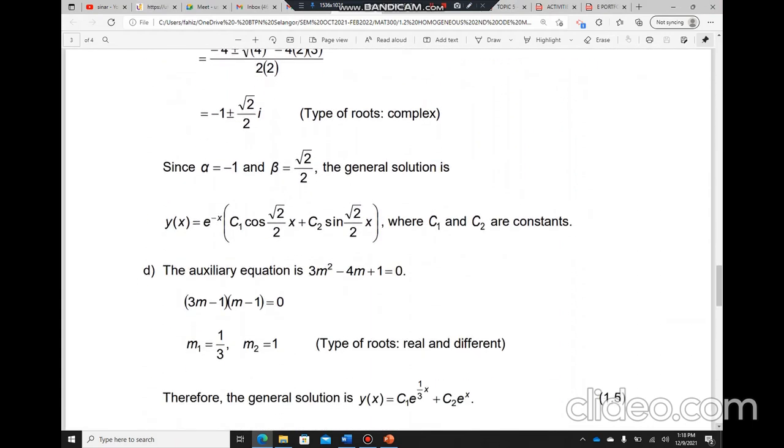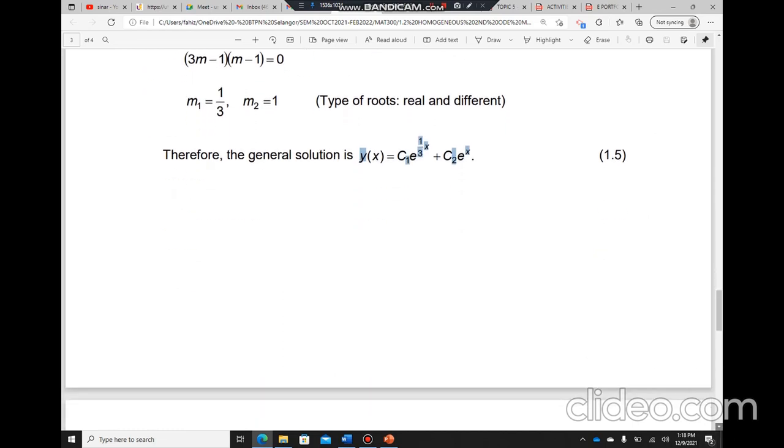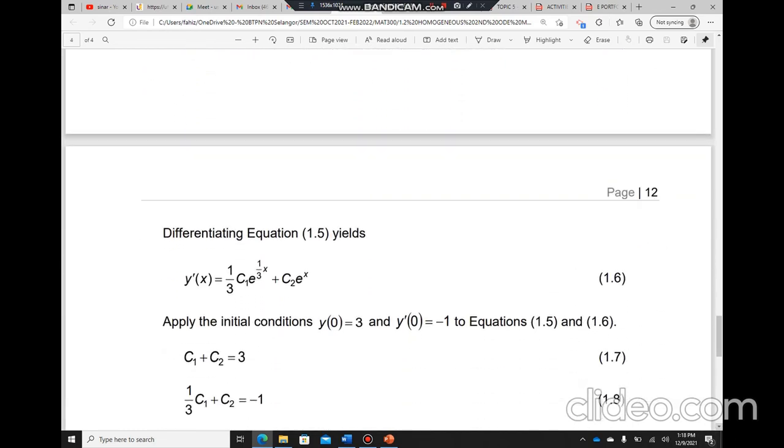Okay, so then last one, yang ni auxiliary equation is 3m square minus 4m plus 1, and then you factorize here, you get the value of m, which are 1 over 3 and 1. Okay, so type of roots are real and different. So masukkan nilai m1 1 over 3, and then m2 equals to 1. So awak dapat this equation. Okay, this general solution. And then kat sini, since dia ada initial condition, y0 equals to 3 and then y prime 0 equals to negative 1.